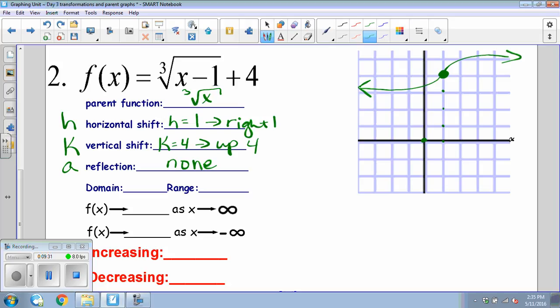Alright? So now, domain and range. How far left and right is there? The domain is all real values, all real numbers. The range is how far high and low does it go? Again, all real values, because although it goes to the left, it's still continuously going down to the left and up to the right. End behavior.